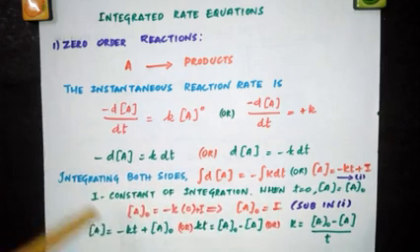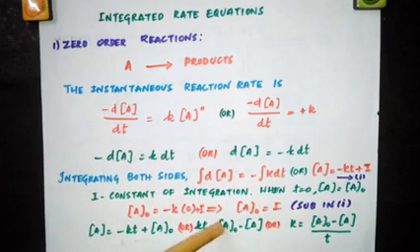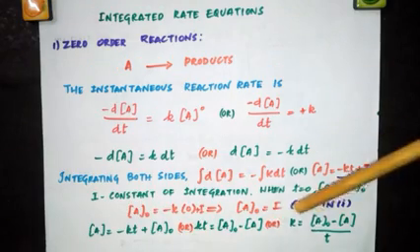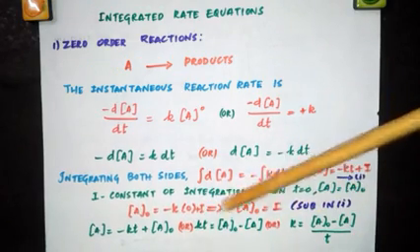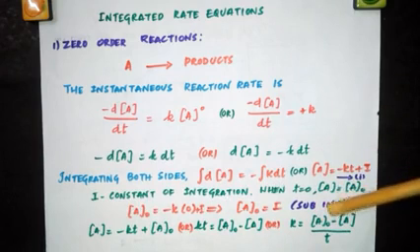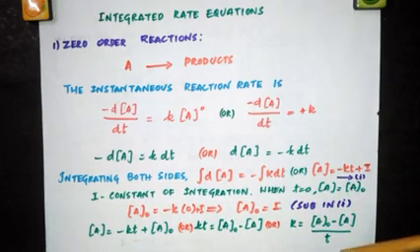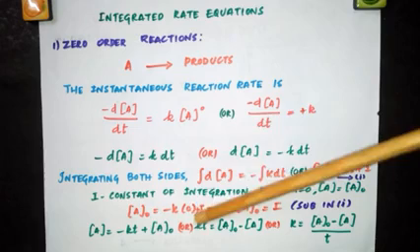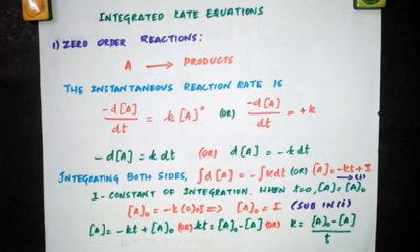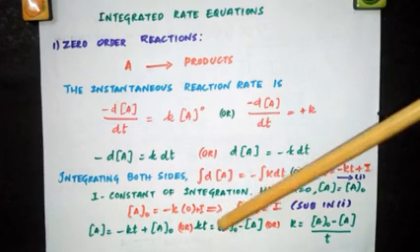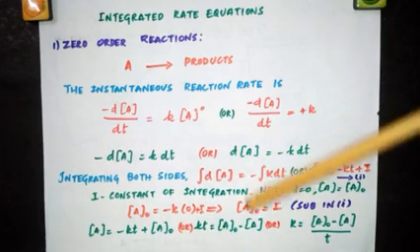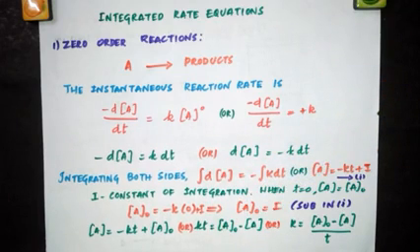I'm bringing this A naught here and then bringing this negative also to the other side. I'm getting KT is equal to A naught minus A. And the other way of writing this is K is equal to A naught minus concentration of A divided by T. Now what is K? K is the rate constant, T is the time, A naught is the initial concentration of the reactant, and A is the concentration of the reactant at time T.